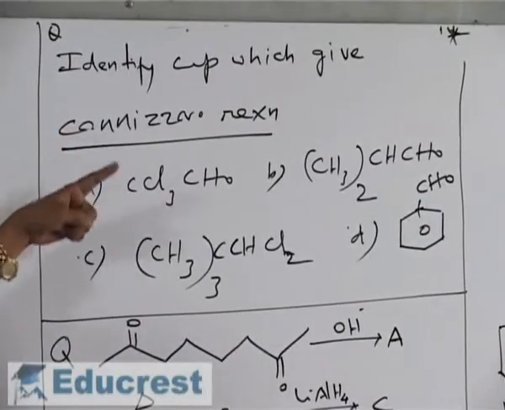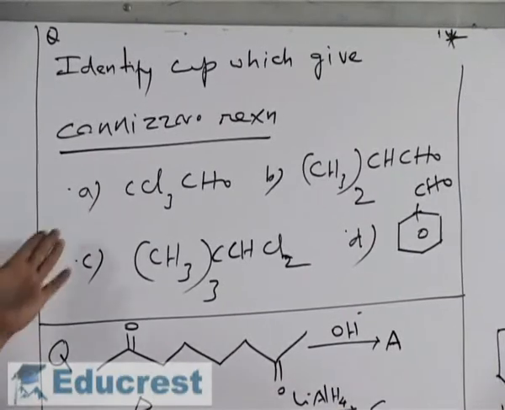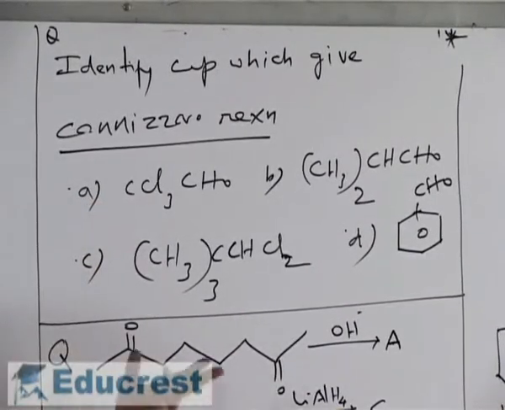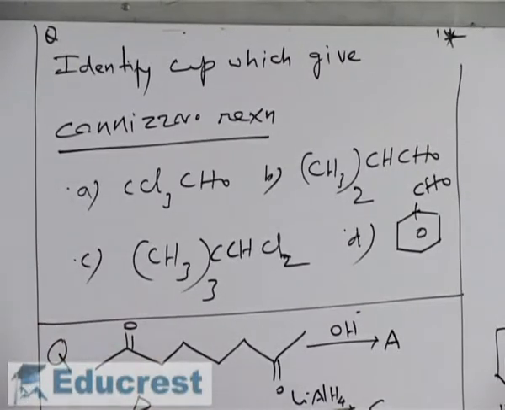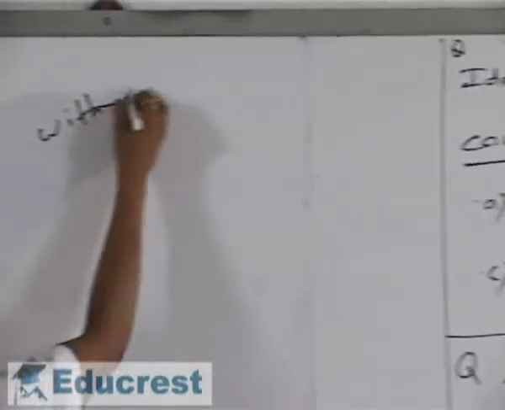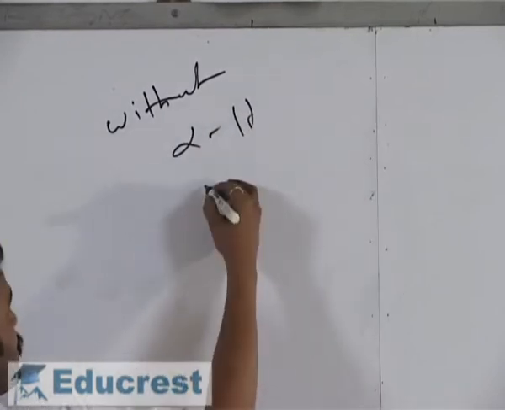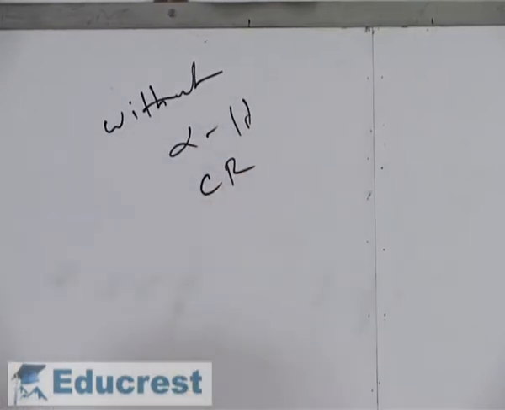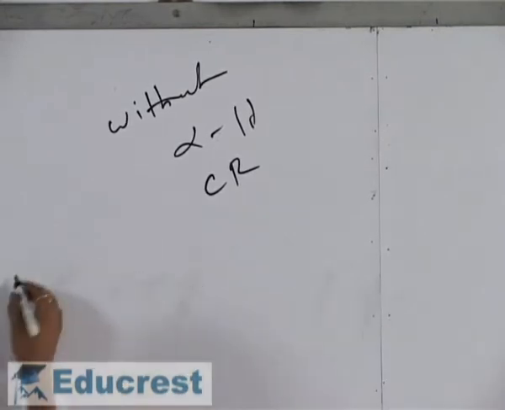Next, go through the question. Identify the compound which gives the Cannizzaro reaction. Sometimes a question may have more than one answer, multiple answer questions. So for the Cannizzaro reaction, first of all, known to you, carbonyl compounds without alpha hydrogens undergo the Cannizzaro reaction. So go through the options one by one.